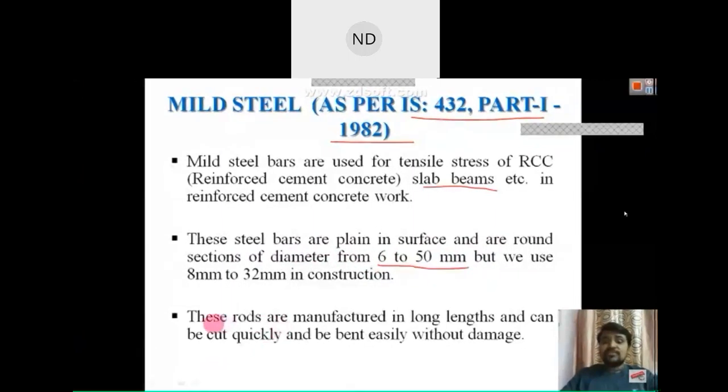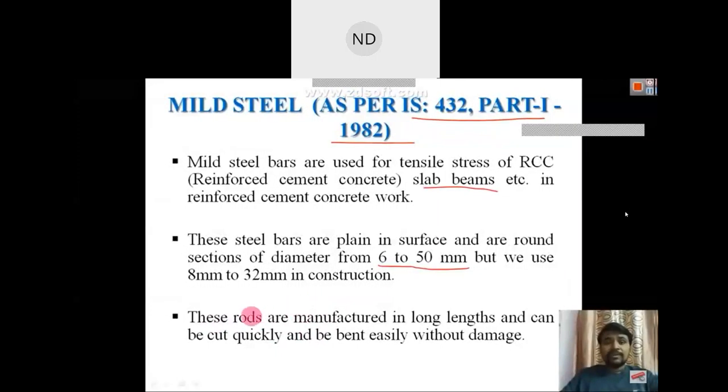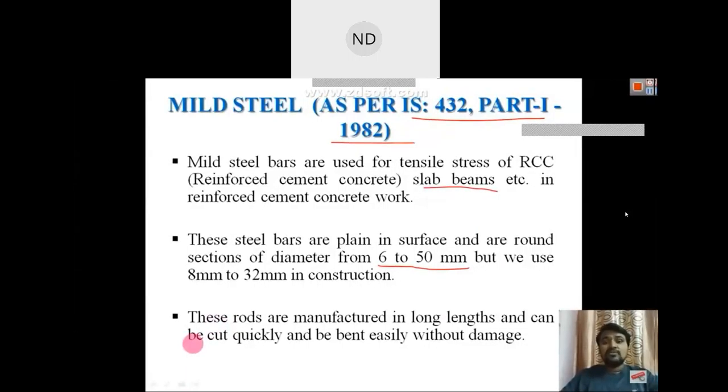But these steel bars are plain in surface and are round sections of diameter 6 to 50 mm. It means the available sizes of mild steel are 6 to 50 mm. But we are using 8 mm up to 32 mm, because we have some restrictions for the construction. We can't use more than 32. If you use it, what will happen?